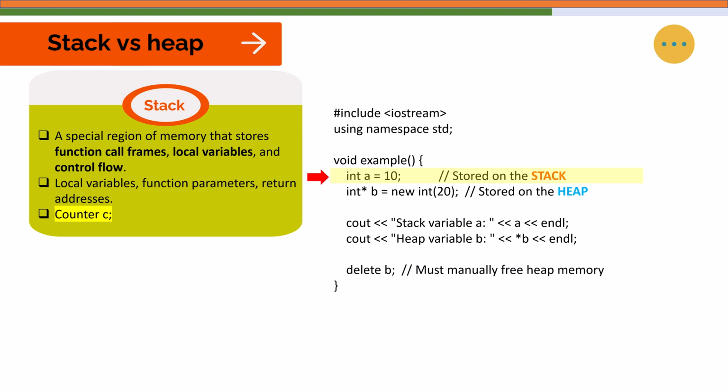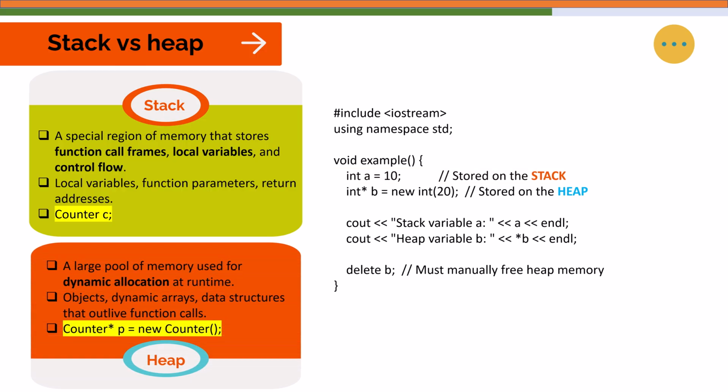Now let's move to the heap. Heap is a large pool of memory used for dynamic allocation, which is the memory you request at runtime using something like new or malloc commands in C. Unlike stack, heap memory doesn't go away automatically. You as a programmer are responsible for managing it, which means you must free it when you are done. If you forget, the memory stays allocated, and this causes a memory leak.